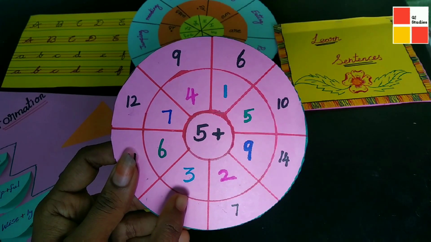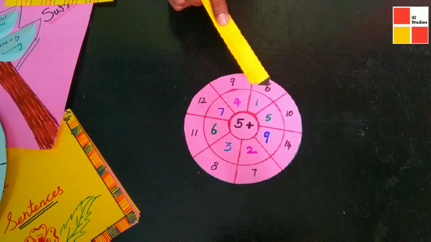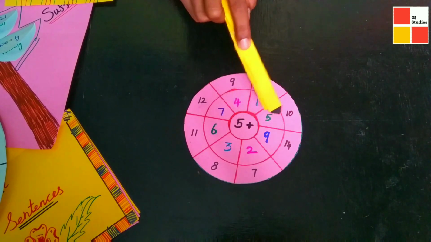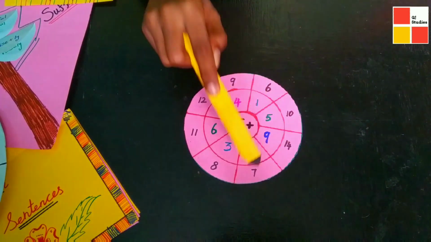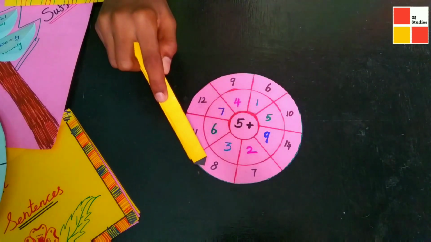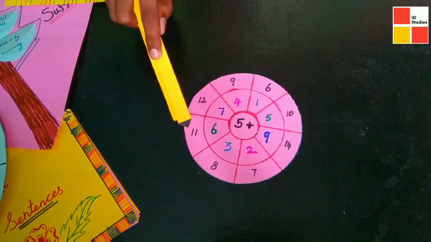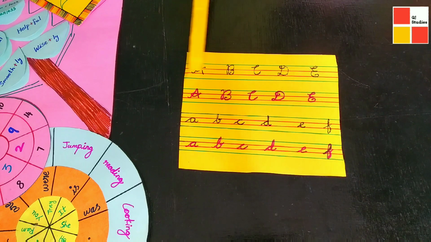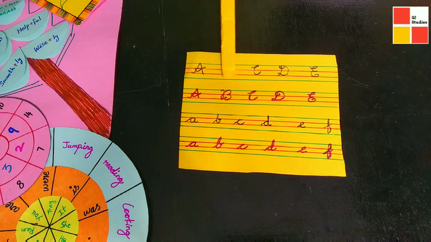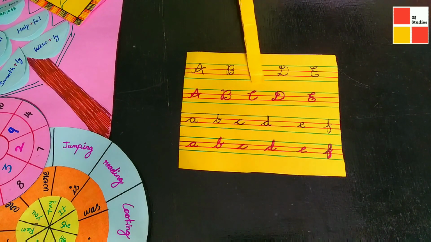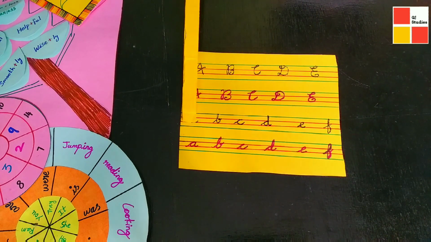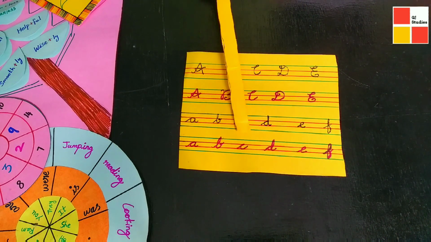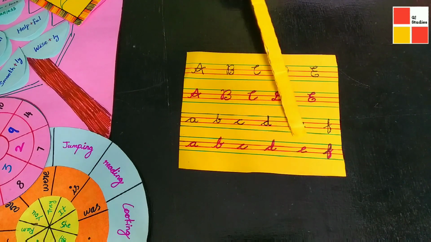I used it for addition. 5 plus 1, 6. 5 plus 5, 10. 5 plus 9, 14. 5 plus 2, 7. 5 plus 3, 8. 5 plus 6, 11. A B C D E, small a, small b, small c, small d, small e.